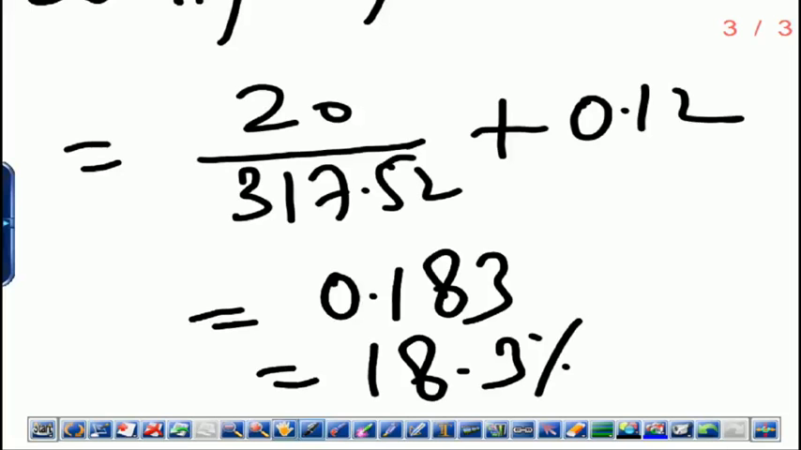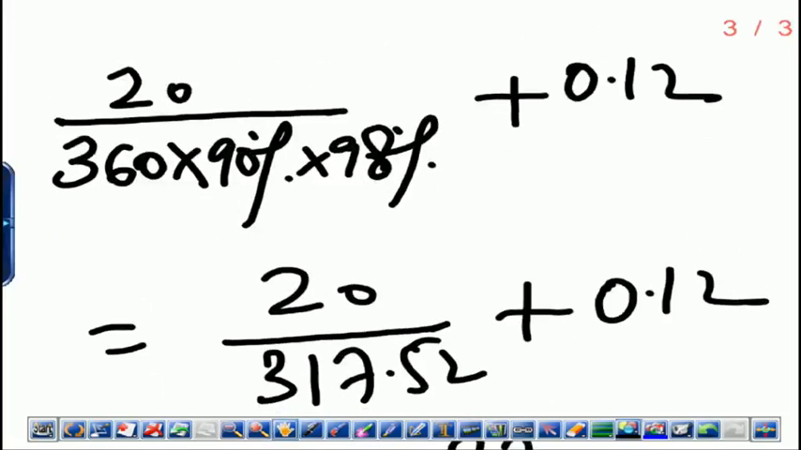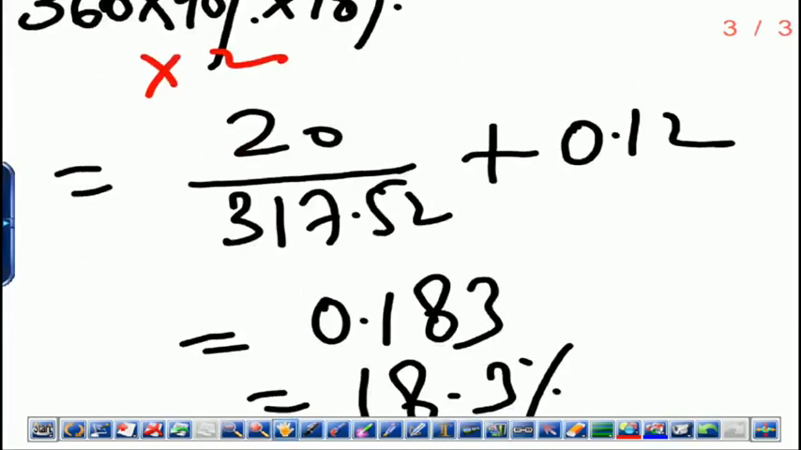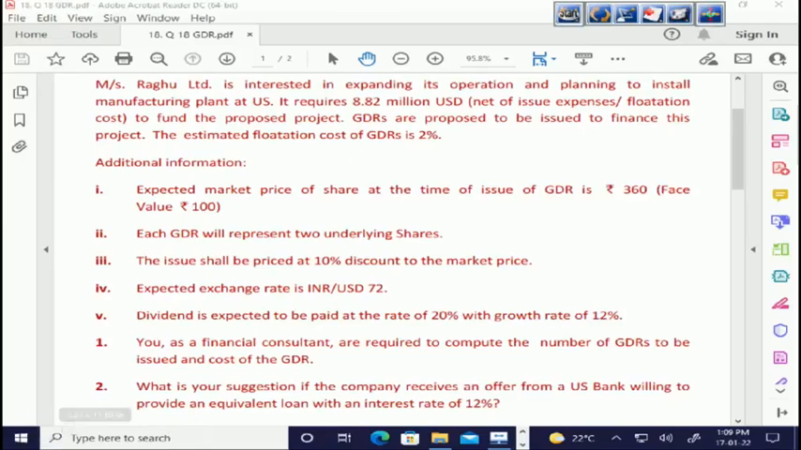ICAI has taken into 2 over here. They have taken 40. No issues. You take into 2 over here and into 2 over here. You can see in the maths the 2 cancels, but still you can do it. There's no issue. The answer is the same, 18.3%. Apply common sense, please. Okay, 18.3%.